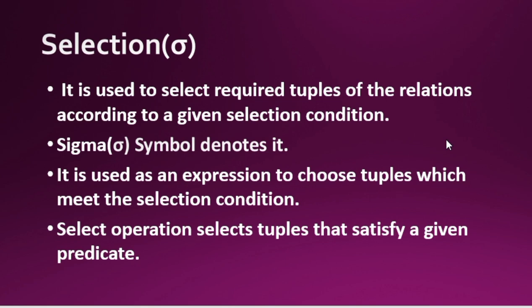In a query, how do we write it? Select either a class name or student name, student ID in the same format. This selection also works like that, but instead of writing the select keyword, you use this symbol, which is denoted as the sigma symbol. It is used as an expression to choose tuples, which means a selection condition. Based on the condition you have given, we use this selection operator.